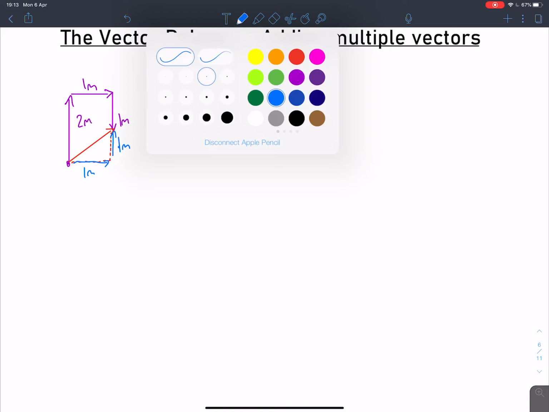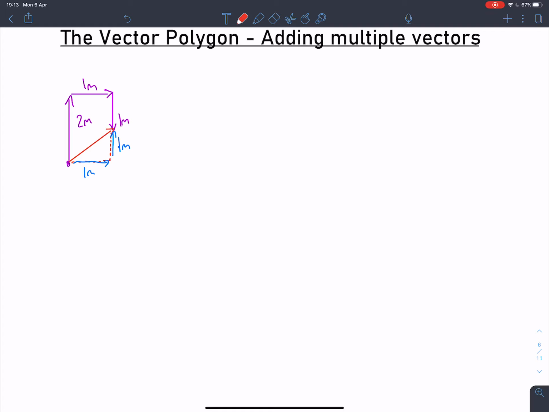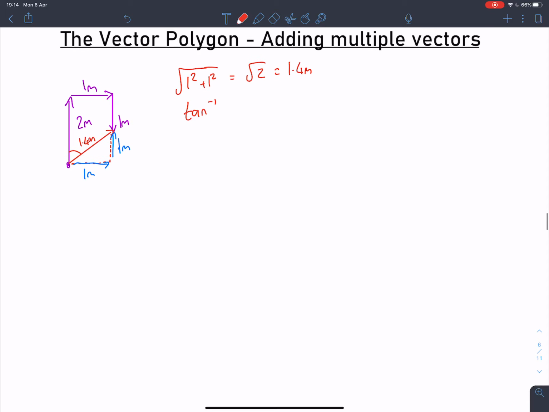So how can I find the magnitude of that? So again, it's going to be a bit of Pythag. Square root of 1 squared plus 1 squared equals root 2, which equals 1.4 meters. So that's my resulting displacement there. And just like before, I need to find my angle. So let's go for this angle there. So here, that's going to be inverse tan of my opposite, which will be 1 meter, divided by 1, which equals 45 degrees. So I found that angle there.